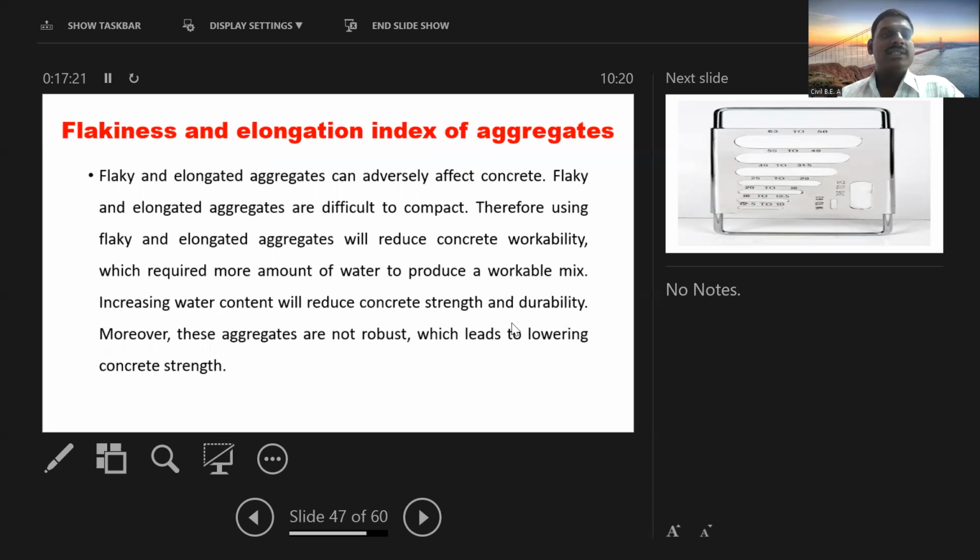So now the next test on concrete aggregate is the flakiness and elongation index. This is a very important test of the aggregate. Why? Because we are mixing the aggregates into the concrete, but when making the concrete, how much cover are we providing? I think you have learned the design of concrete structures. You have designed a slab, a singly reinforced and a doubly reinforced beam. So how much cover are we providing?